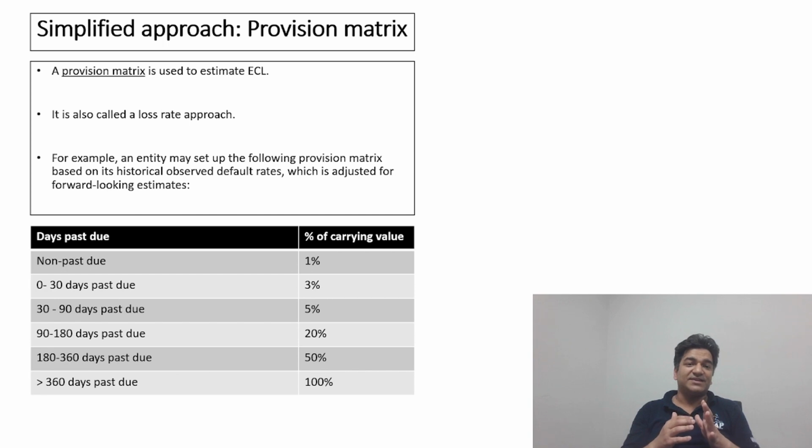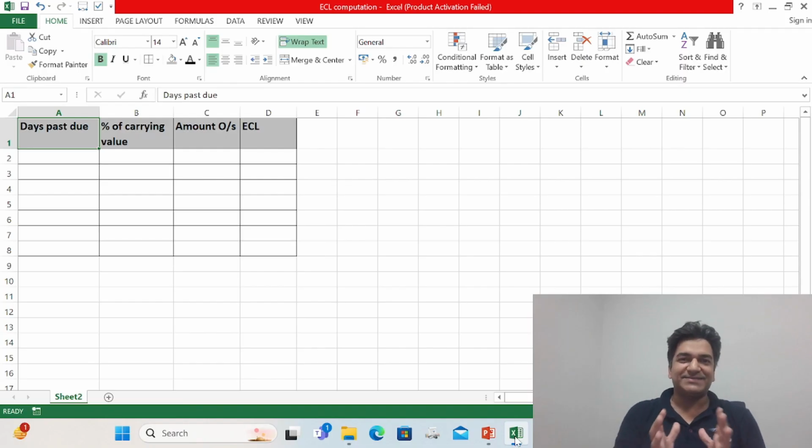And if the financial asset moves to the next bucket, that is 0 to 30 days past due, a 3% provision is required. Similarly, in the bucket 30 to 90 days past due, 5% will be required. 90 to 180 days past due, a 20% provision is required. 180 to 360 days past due, 50% provision is required. And above 360 days, 100% of the carrying value is required. So friends, let us now compute ECL with the help of an example.